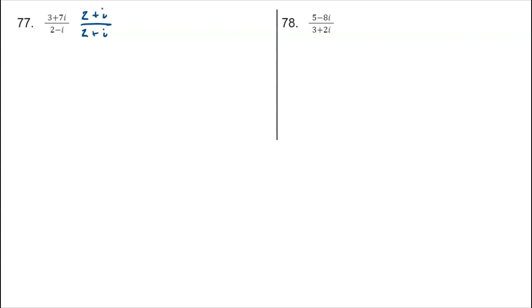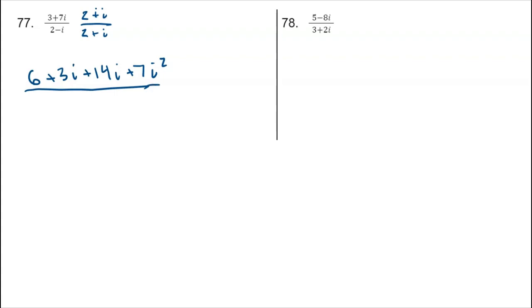But this is a conjugate. Multiplying by conjugates is really simple. The conjugate of a plus b is a minus b, and vice versa. So why is this going to work? Well, watch. Let's do the numerator first. 3 times 2 is 6. 3 times i is 3i. 7i times 2 is 14i. And 7i times i is 7i squared.